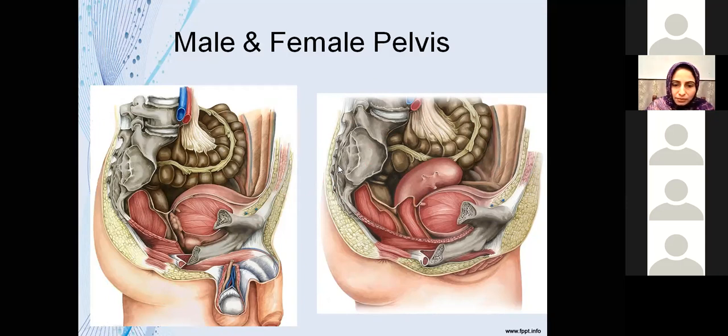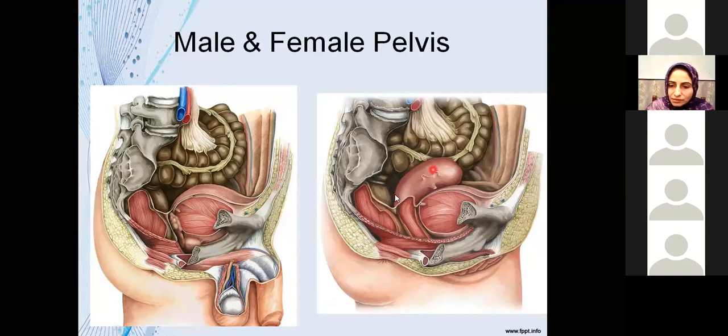The male and female pelvis, if you remember, the organs in females are mainly intra-abdominal organs. They are lying within the pelvis, while in males, some of the organs are in the pelvis and the rest are extra-abdominal organs, like testes, epididymis, vas deferens that starts from outside, while prostate gland, seminal vesicles, and ejaculatory ducts are inside the pelvis, and urethra.